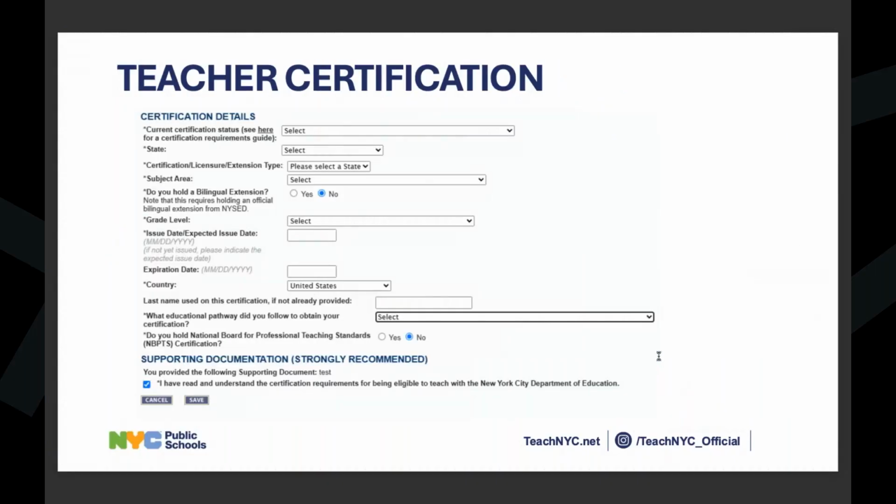For each certification or extension that you hold, you'll be asked to input the following information that you see here: your certification status, your certification type, the subject area, the grade level, the issue date or the expected issue date, which might be relevant for most of you, and your educational pathway to certification.